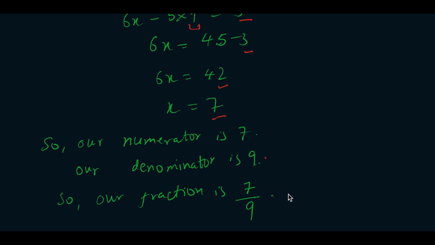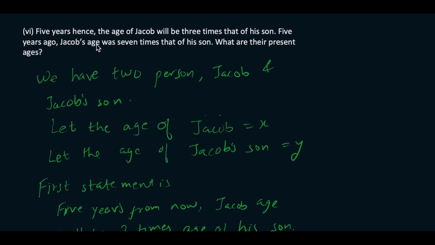Now let us move on to our next question. Our question here is, 5 years hence, the age of Jacob will be 3 times the age of his son. And 5 years ago, Jacob's age was 7 times that of his son. What are their present ages? So we have two persons here. First is Jacob, second is Jacob's son. So we are asked their ages.